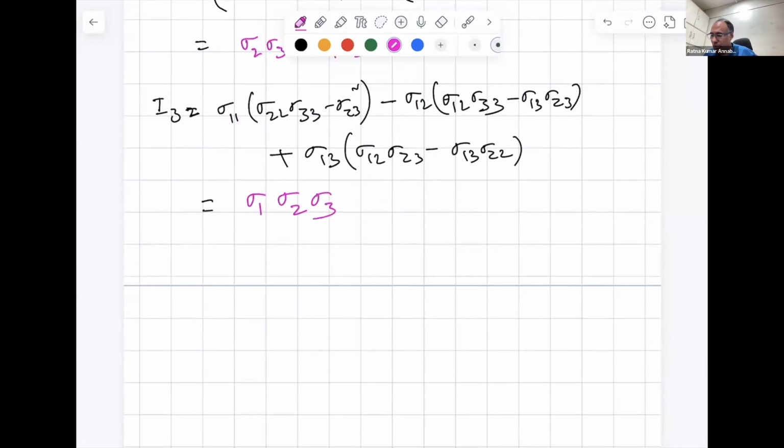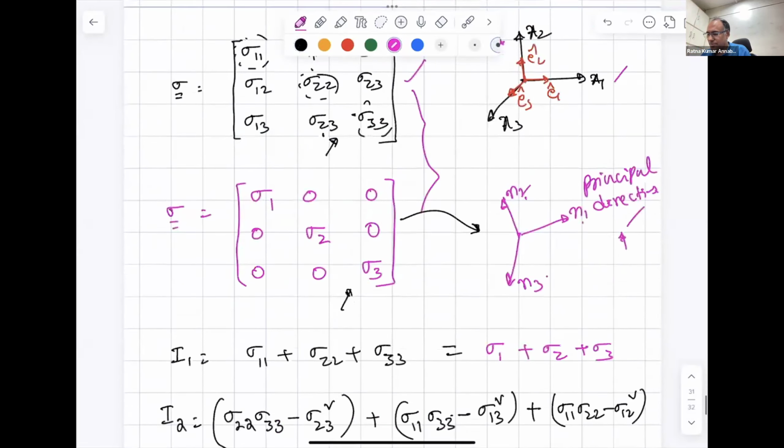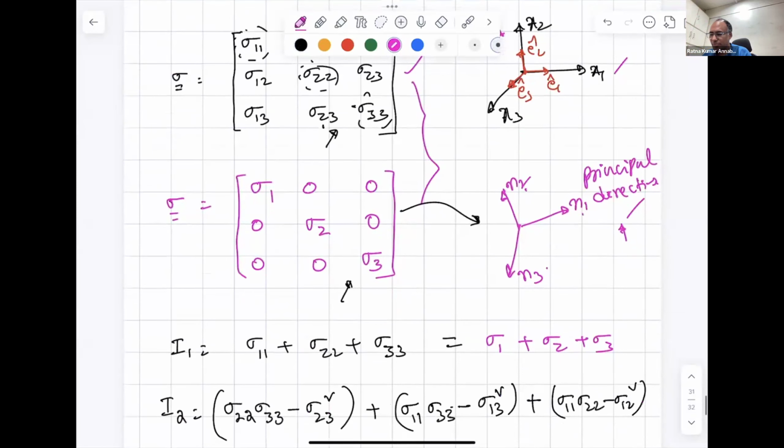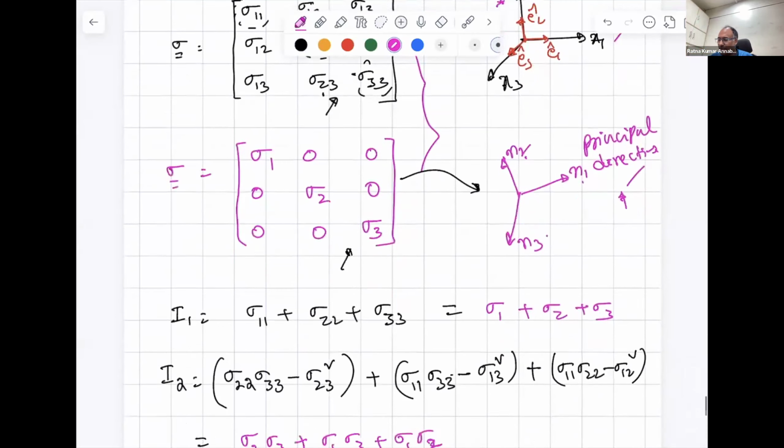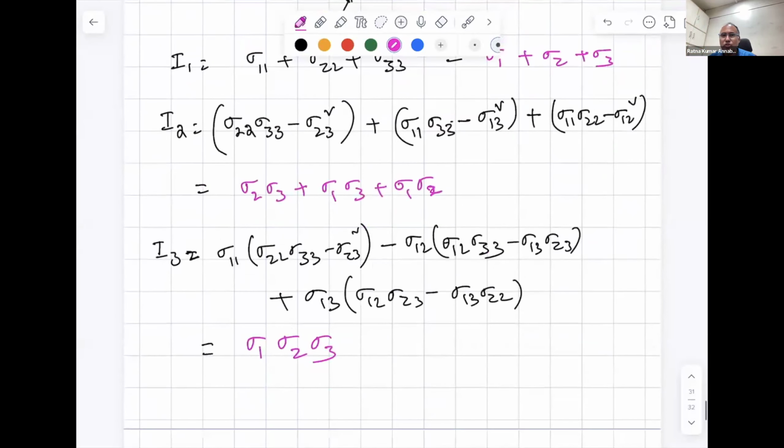So if you have to compute the invariants, it's much easier to compute in the principal frame of reference because they have to remain the same, right? If you know the principal stresses, it's much easier to compute these invariants. Anyway, so these three are the invariants of your stress tensor. Okay? All right. Now, any questions here?